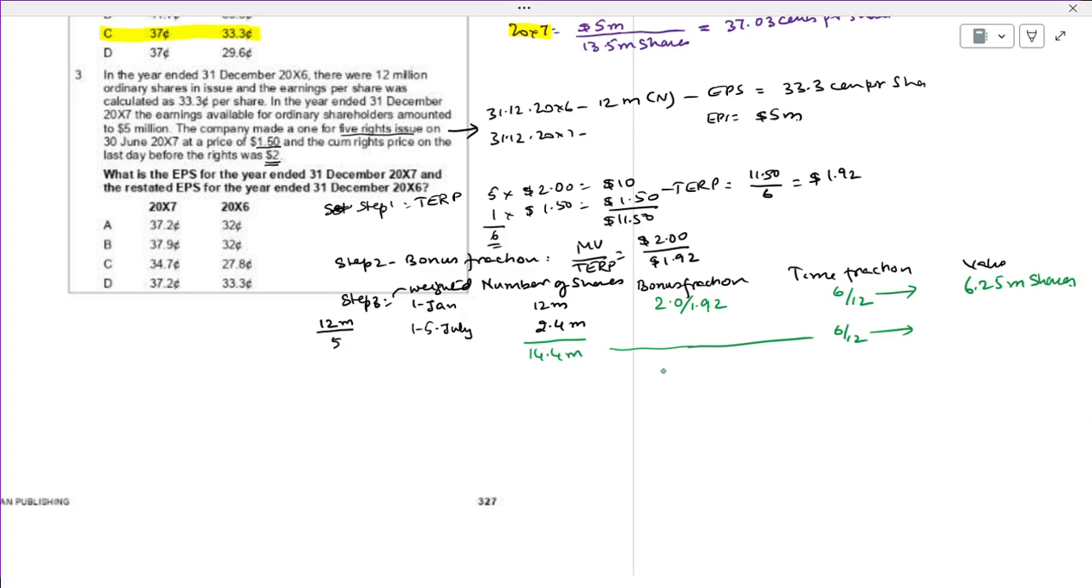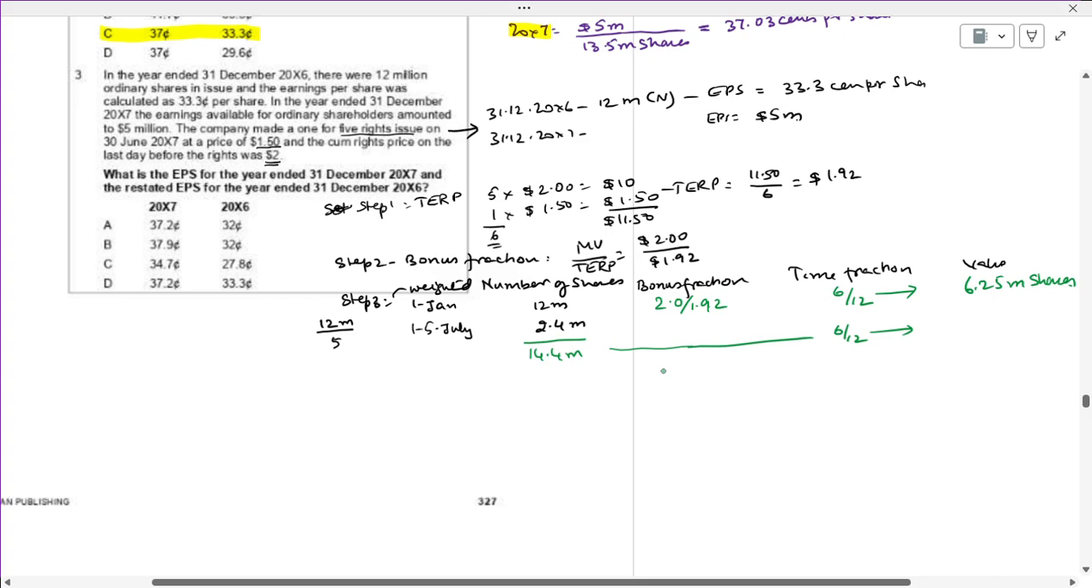Is it right? 6.25 million shares. Check again. Yes, Hussein, yes, 6.25.